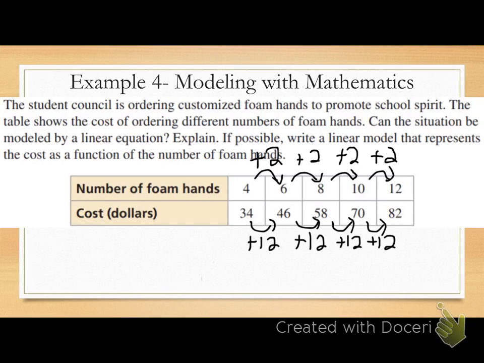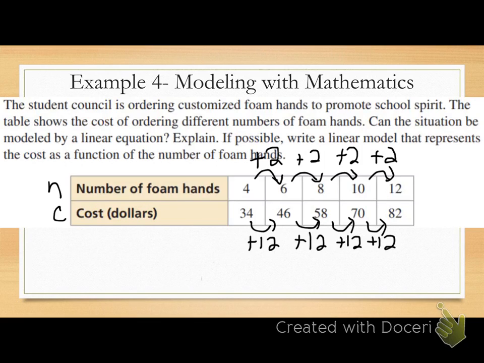So now it wants me to write a linear model that represents the cost as a function of the number of foam hands. Let's pick some variables for our situation here. What variable do you want to use for the number of foam hands? N. We'll use N for the number of foam hands. For our cost, what do you want to use? C is the cost.